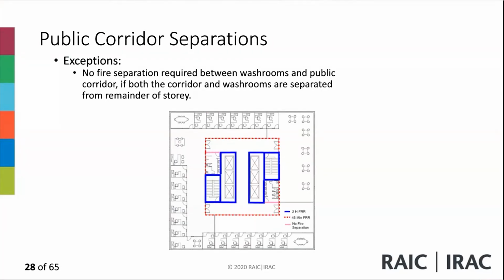No fire separation is required between washrooms and public corridor if both the corridor and the washrooms are separated from the remainder of the story. So if you have the washrooms as a block, and that block with the corridor is separated from the rest of the story, then I don't need to separate the washroom from the corridor. That's pretty straightforward. Okay? These are the exemptions in 3314. We're going through each one of them.